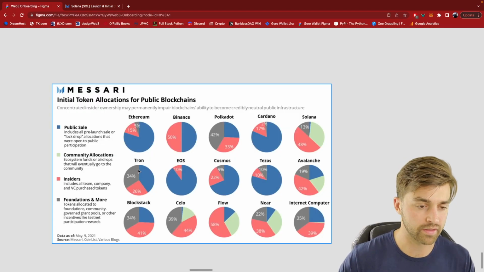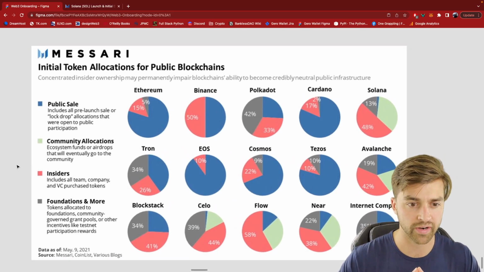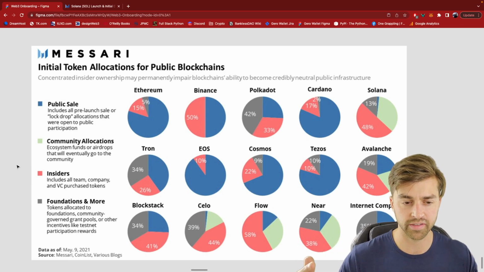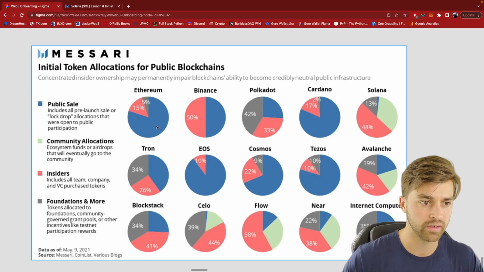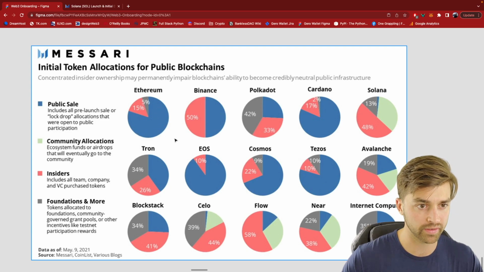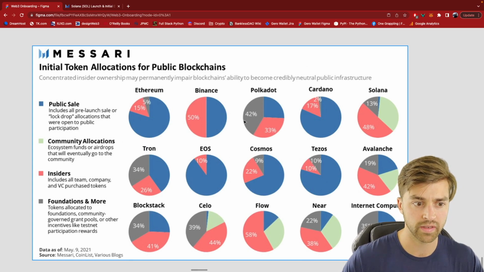So we can see in this image right here how most of the smart contract layer 1 blockchains in existence today have decided to distribute their native utility tokens. As we saw, Ethereum, the vast majority went into a public sale. Binance did 50-50, where 50% of the token went to insiders such as the founding team. And you can see the breakout here, right?